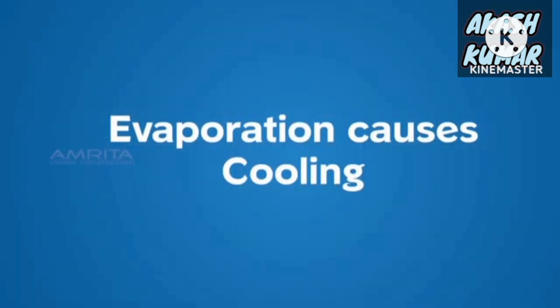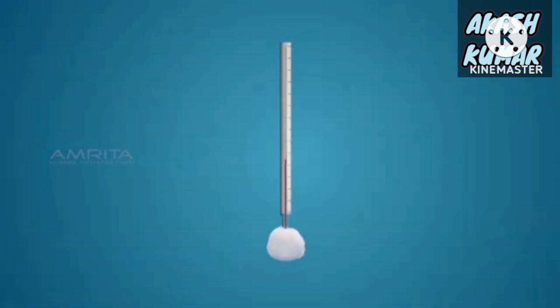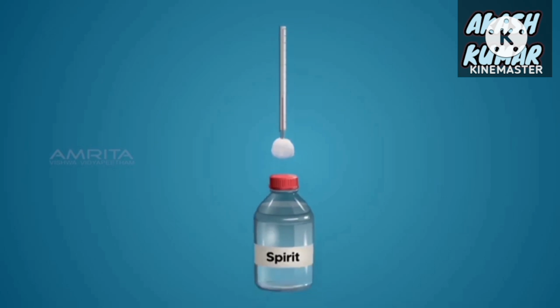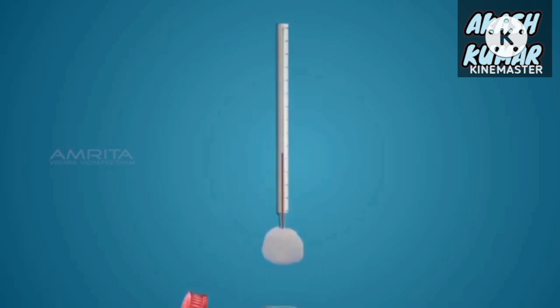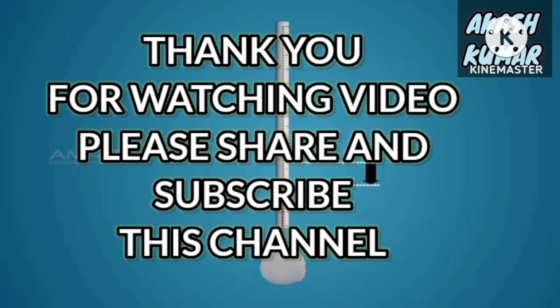Evaporation causes cooling. Let us now observe a thermometer where the mercury bulb is secured with a cotton plug. It is dipped in a bottle containing spirit. You will observe that the mercury dips. This indicates that as the spirit evaporates, the temperature reduces and cotton becomes cold.